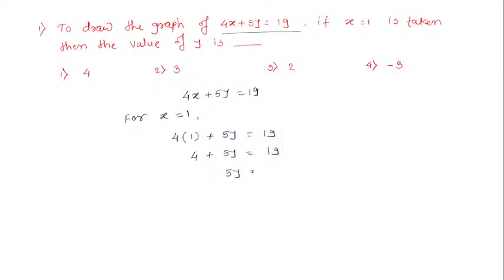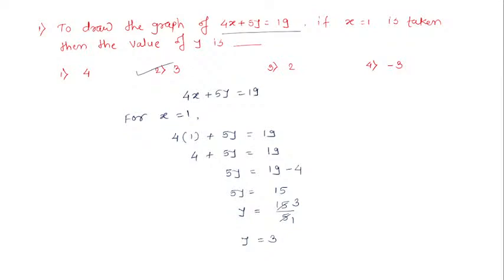So 5y is equal to 19 plus 4, going to the right hand side it will be minus 4. So 5y is equal to 19 minus 4, that's 15, and y is equal to 15 divided by 5, that is 5 3s are 15, that means y is equal to 3. So when x is equal to 1 for this equation, y must be 3. So 3 is the second alternative. So the correct answer for this question is option 2. The value of the variable y must be 3.